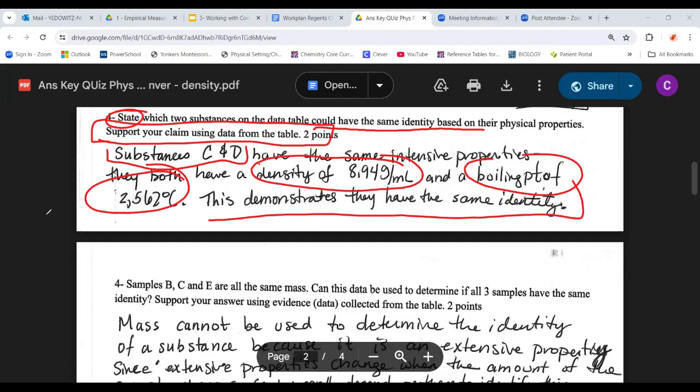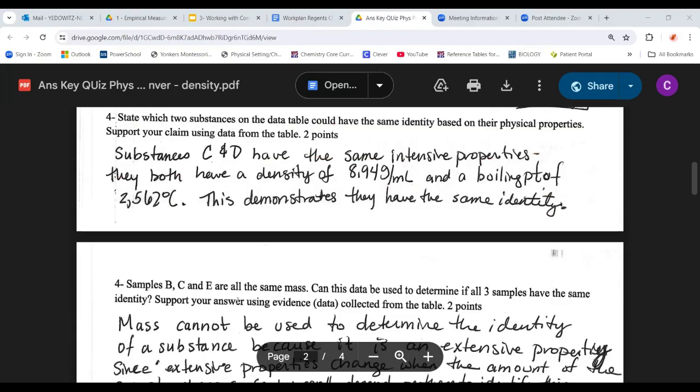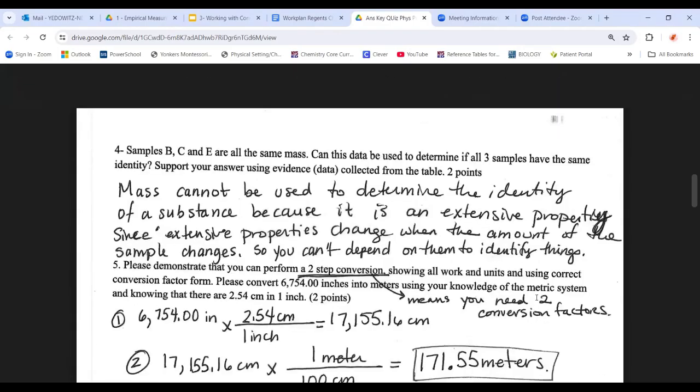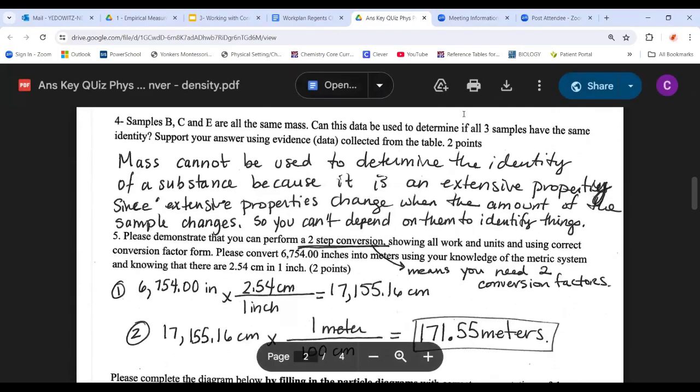And you guys have not really been practicing how to thoroughly answer and analyze questions. And that's something we're going to be real focused on in my class. All right, let's talk about number 4. So I tell you what samples and what's going on with them, right? I say samples B, C, and E all have the same mass.